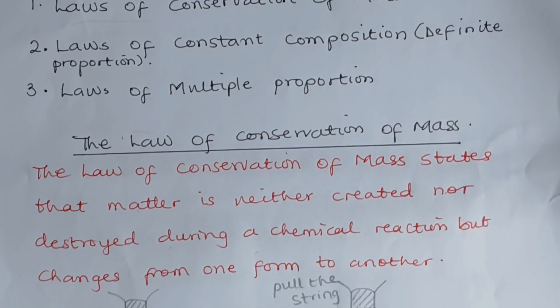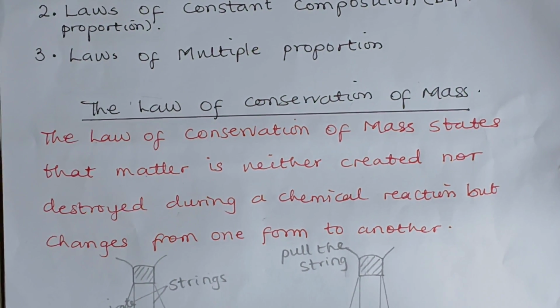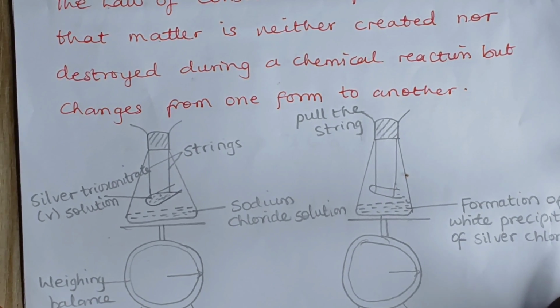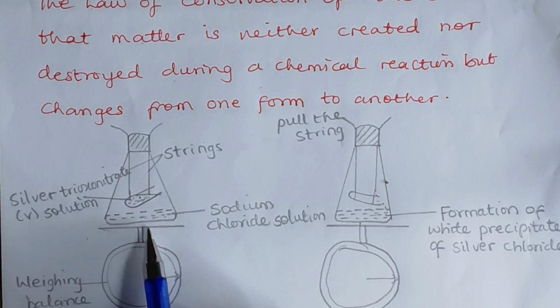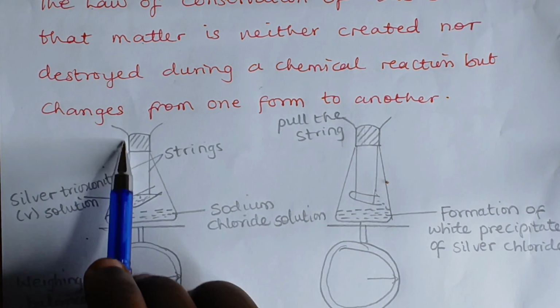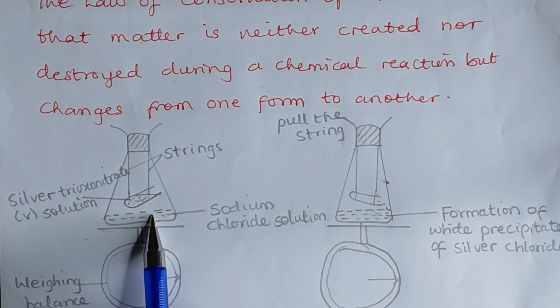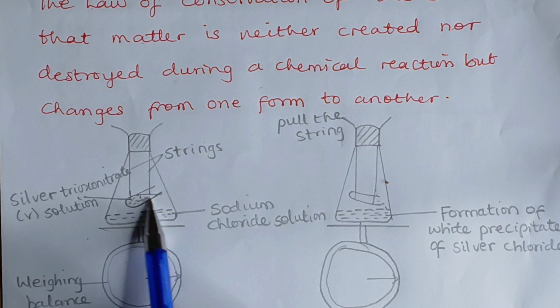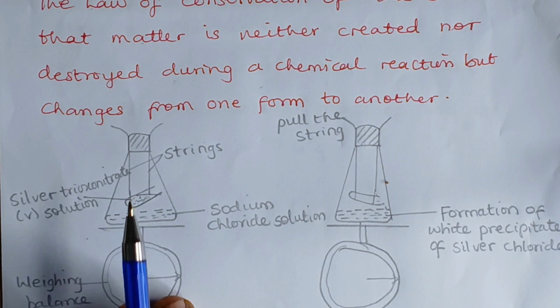Now, this law can be described using an experiment, which is represented with a diagram here. You can see here that this is a test tube inside a conical flask, and 2 reactants will react together. This is a weighing balance. Before the reactants react together, you can see that this is a string, like a rope, holding the test tube that contains silver trioxonitrate (V). And then inside the conical flask is a solution of sodium chloride. The 2 have not mixed together. Now the apparatus is intact, so the weight was taken before the experiment.